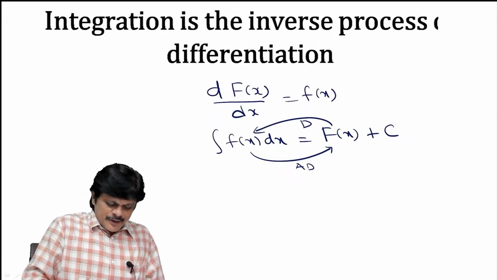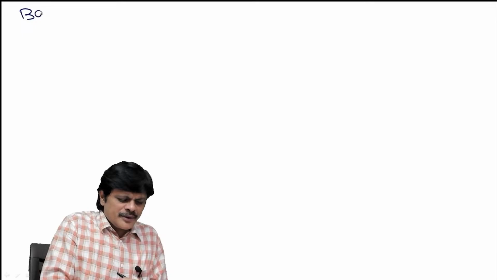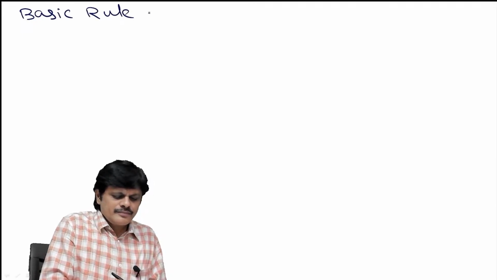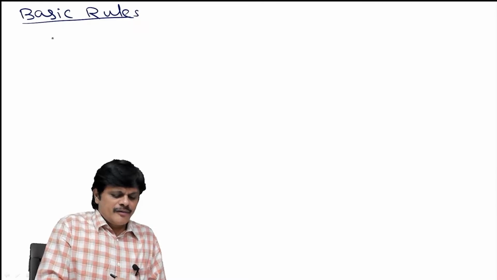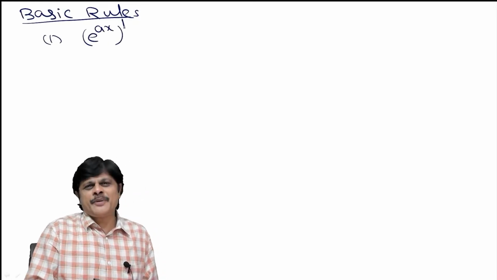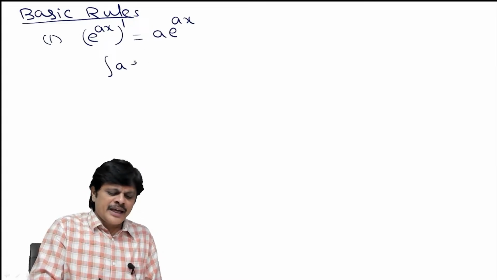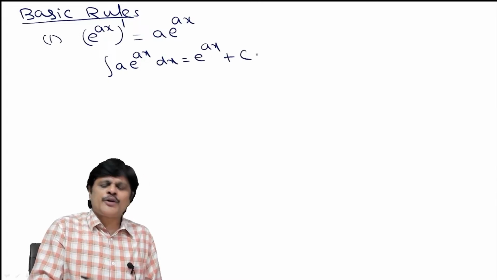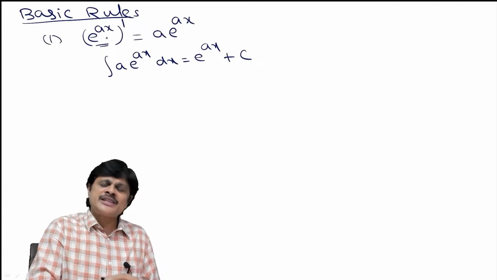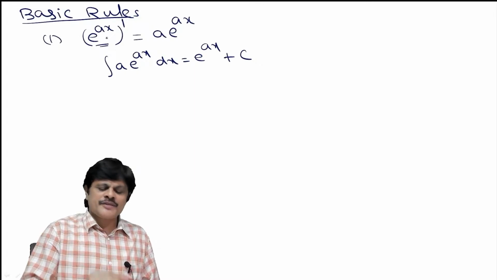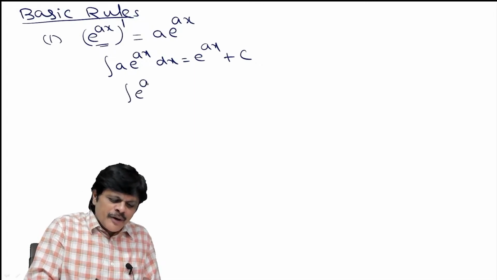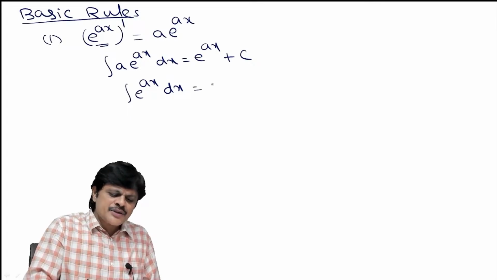Let us take the basic rules to understand. For example, if you have e power ax, what is the derivative of e power ax? It is a into e power ax. Therefore, the integral of a into e power ax dx would be e power ax. And we always write the constant of integration, because the derivative of this or of this plus c is also the same. But if you want only the integral of e power ax dx, this a is extra now, so we divide it by a.